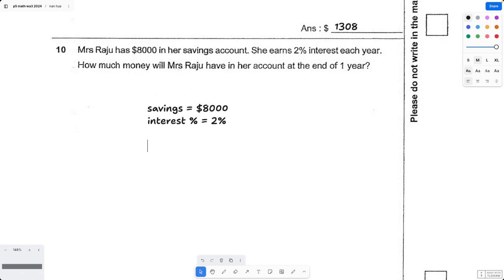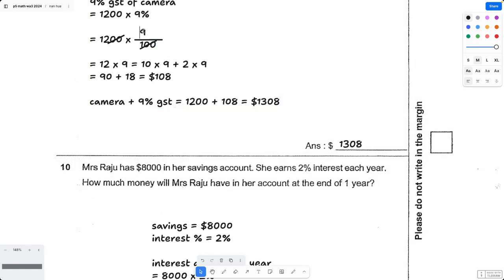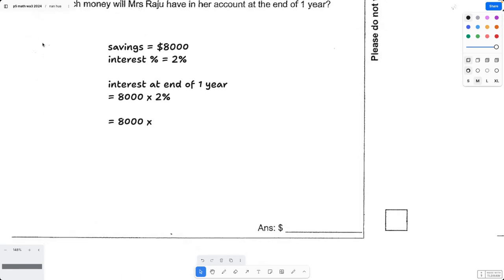Okay, so what we want to do is calculate the amount of interest for a year, which is basically, in this case, interest at the end of 1 year, $8,000 times 2%. Which is the same as $8,000 times 2 out of 100. And then we just multiply it by $8,000 in this case. So we can cancel the 100 with the 2 zeros. And this will equal 80 times 2, which will give us $160. Okay, so that's the interest.